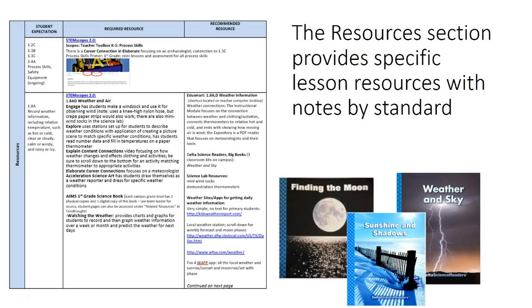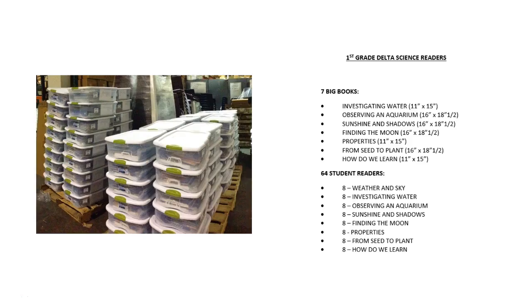And we go back to the previous slide. So I have Finding the Moon, Weather and Sky, and Sunshine and Shadows listed as being good connections with this unit, the 6 weeks. So you can find all those titles in these boxes.